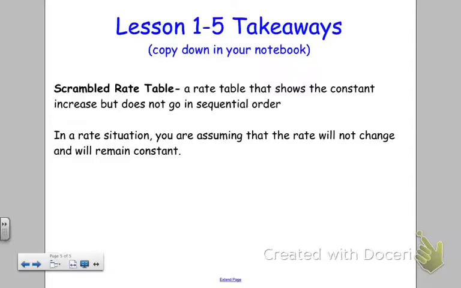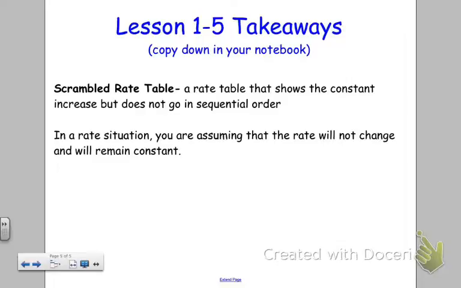Okay, takeaways. A scrambled rate table is basically a rate table that shows the constant increase, but it does not go in sequential order. So it does not have to go 1, 2, 3, 4, 5. It can be in a different order. It still shows that constant rate though.